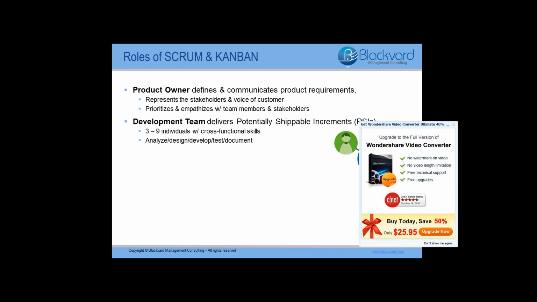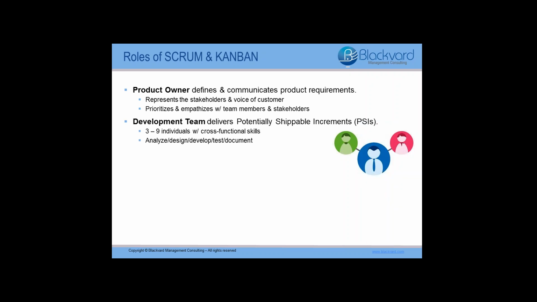The second role, the development team, delivers the potentially shippable increments of product, otherwise known as PSIs. The team generally consists of 3 to 9 self-organizing team members, all with cross-functional skills who analyze, design, develop, test, and document the item or task at hand. Last but most important is the Scrum Master that facilitates the Scrum. This role acts as a buffer between the team and any distractions, so they remove product impediments, and they also make sure to enforce the Scrum rules.